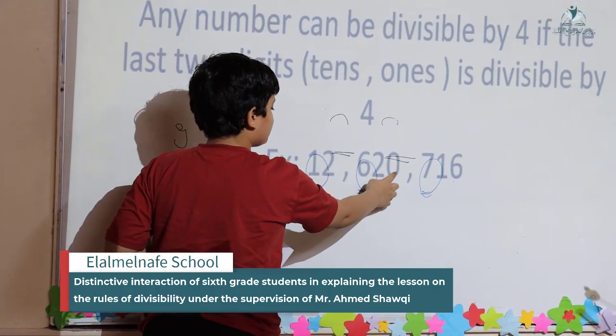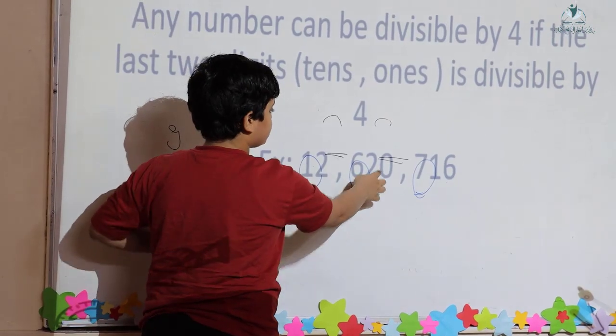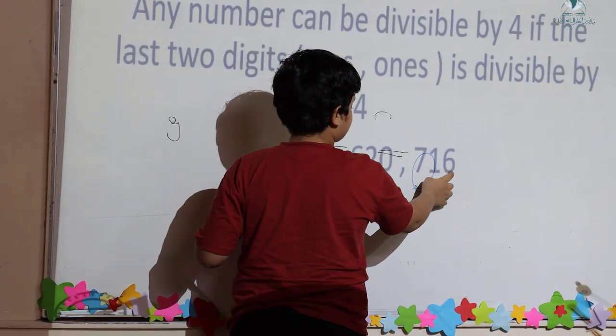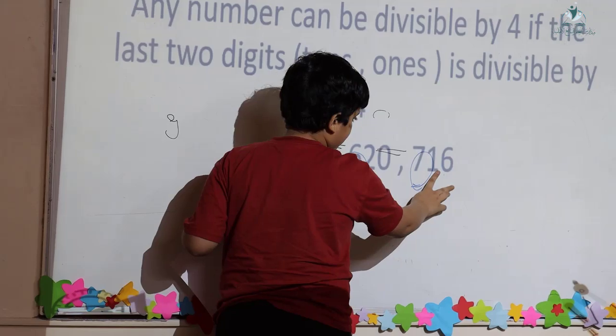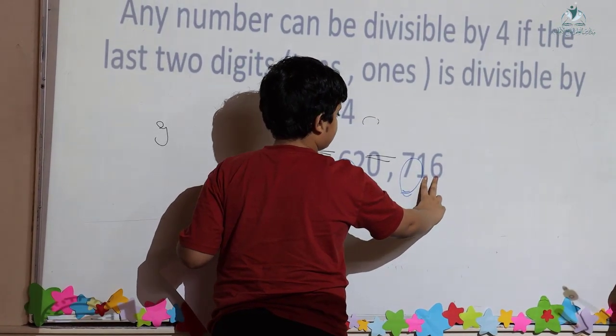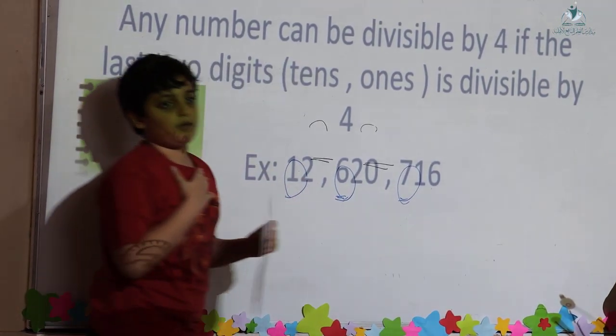620. The tens and ones is 20, and 20 is divisible by me. 716. The tens and the ones is 16, and 16 is divisible by me.